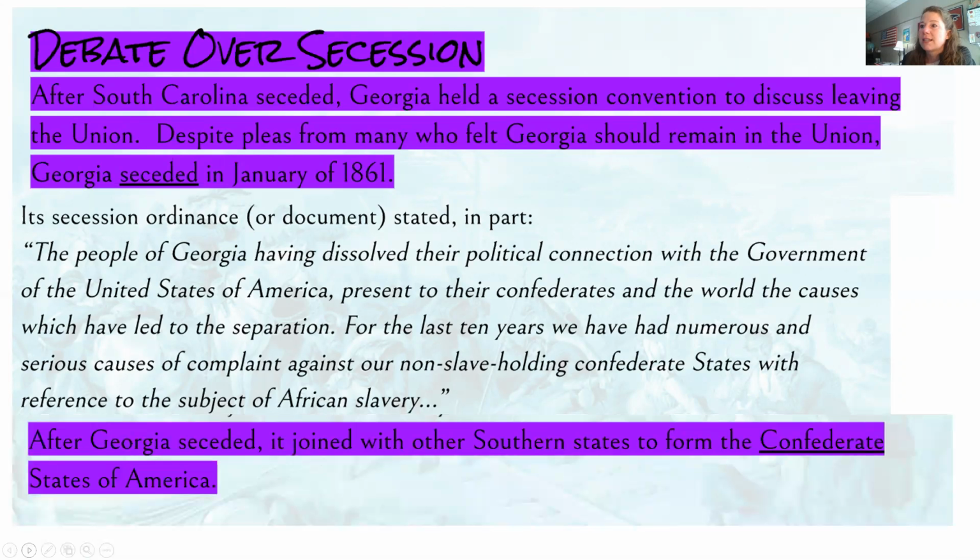So once Georgia and other states left the Union, they joined another nation called the Confederate States of America. So we still had the Union, the United States of America. The Southern states formed the Confederate States of America. They had their own president, their own vice president. Of course, right after that is when we have the Civil War, and we will talk about that in just a few days.